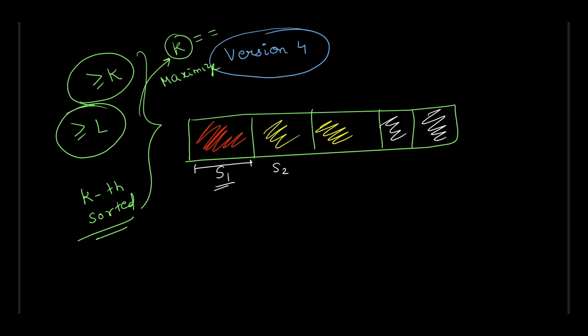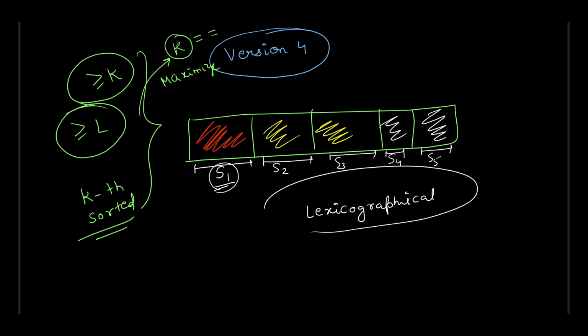This time S2 is not the sum, but this entire string of the block. S3 is the entire string of the block. S4 is the entire string. S5 is the entire string. So you can still sort S1, S2, S3, S4, S5 by their lexicographical ordering, right? In their dictionary order. So you have to maximize this lexicographical ordering.